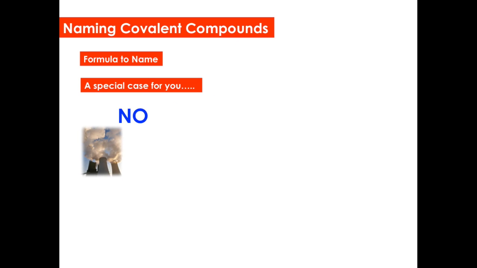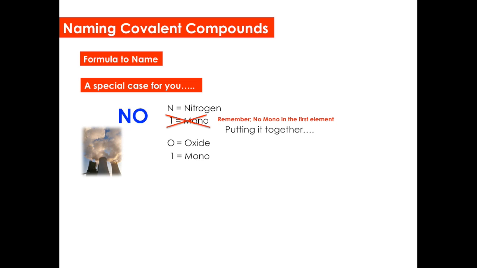A special case, NO. N stands for nitrogen, again only one, mono, but we don't use mono in the first element. O stands for oxygen, oxide, and we have one, and we use mono. Putting it together, that will be nitrogen monoxide.